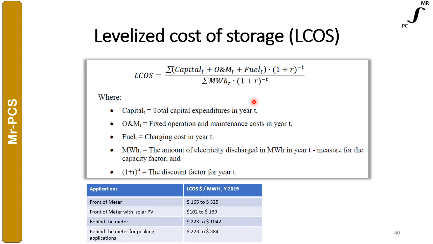Batteries used for front-of-the-meter application had an LCOS of around $165 to $325 per megawatt hour, and when combined with solar PV, LCOS remained at $102 to $139 per megawatt hour in the year 2019. LCOS for behind-the-meter application remained at $223 to $1,042 per megawatt hour, and when used for commercial and infrastructure applications, LCOS becomes $223 to $384 per megawatt hour.